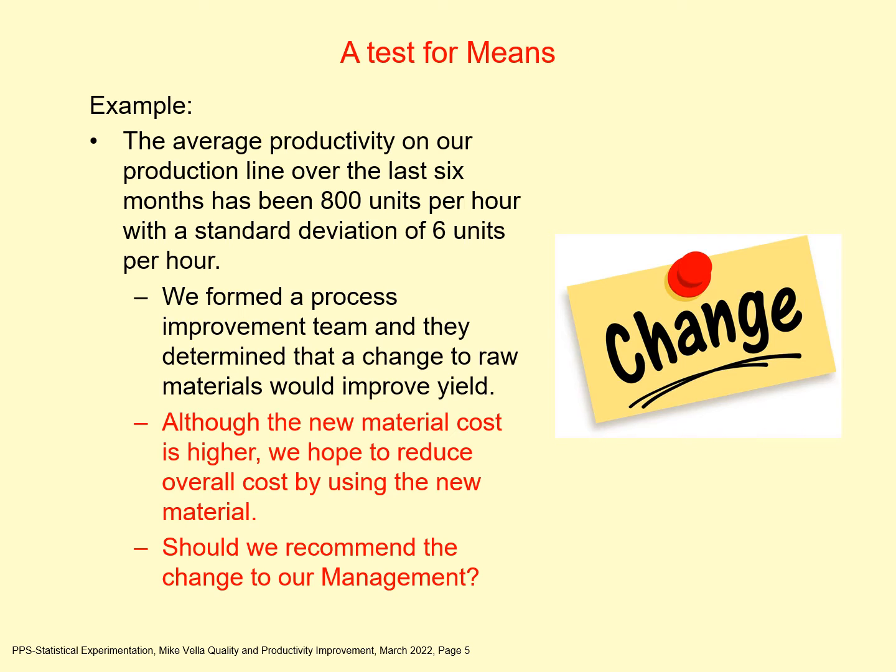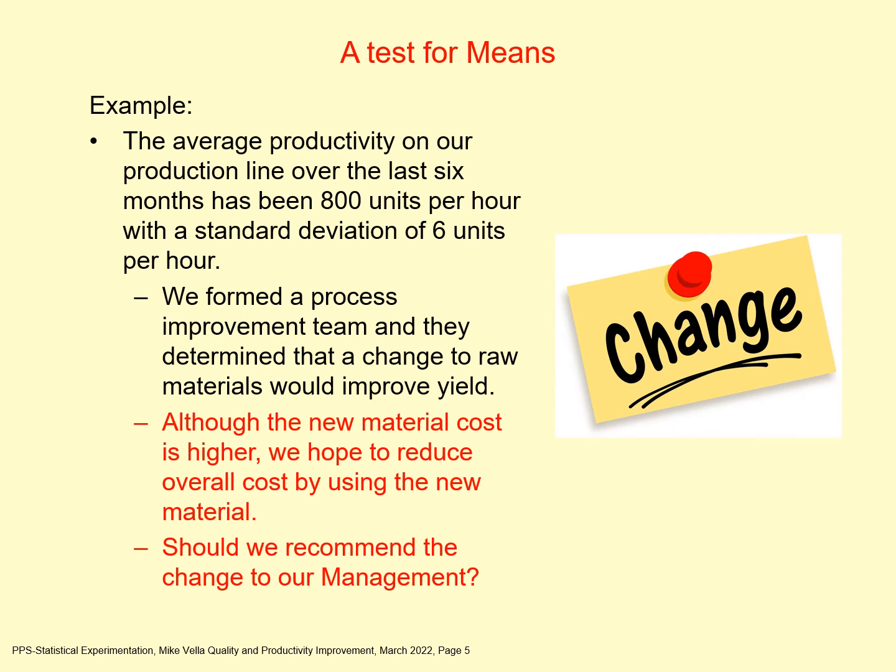So here is an example of a test for means. This example is not unusual in that the data has been supported by long-term production in the past. In our example, the average productivity on our production line over the last 6 months has been 800 units per hour with a standard deviation of 6 units per hour.